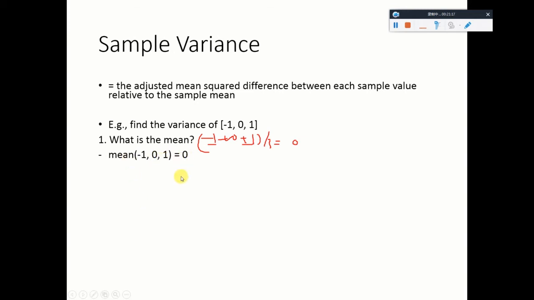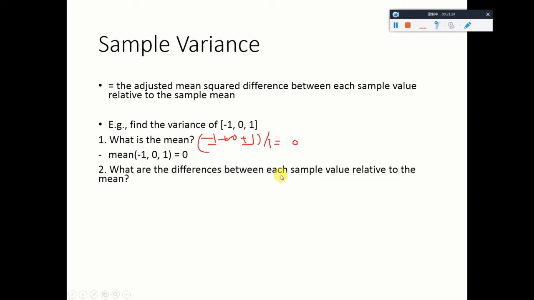Now the second step is to find the difference between each sample value relative to the sample mean. The difference between each sample value relative to the sample mean. So we have three sample values. So what is the difference between this sample value and the mean?